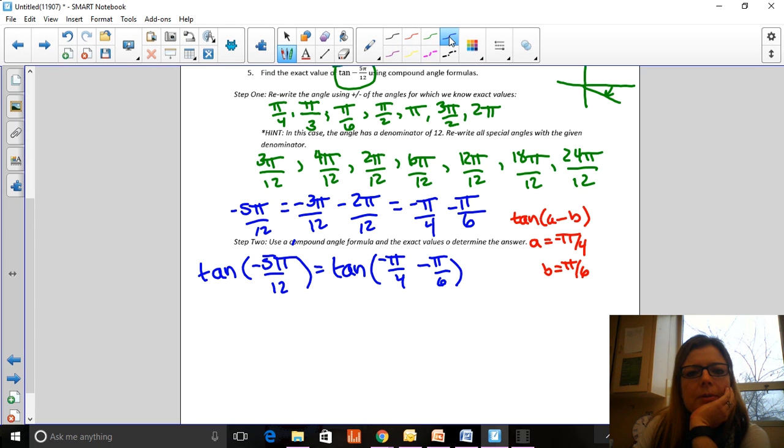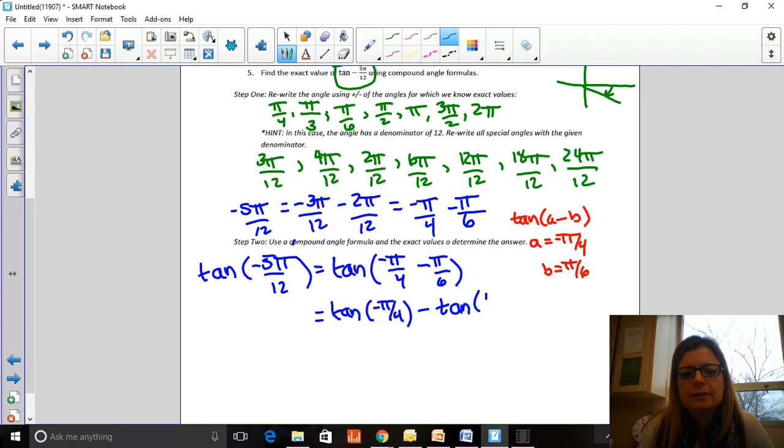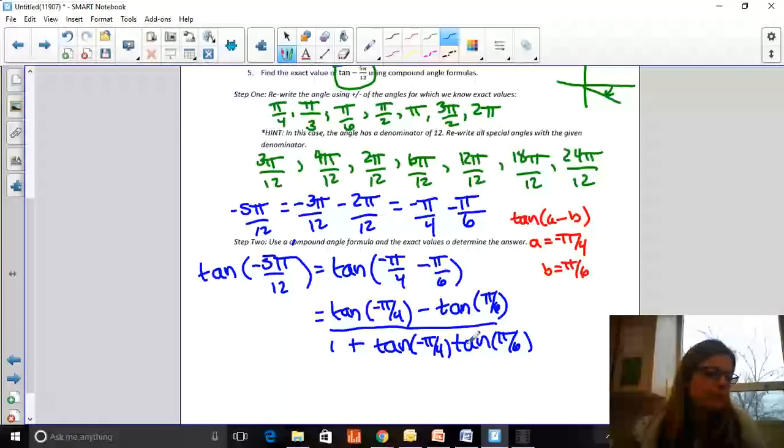Okay, so now we're going to just sub in our compound angle formula. So it's tan A, so tan negative pi over 4, minus tan B, so minus the tan of pi over 6, divided by 1 plus tan A, so tan negative pi over 4, tan B, so tan of pi over 6. So now we just need to sub in what we know.